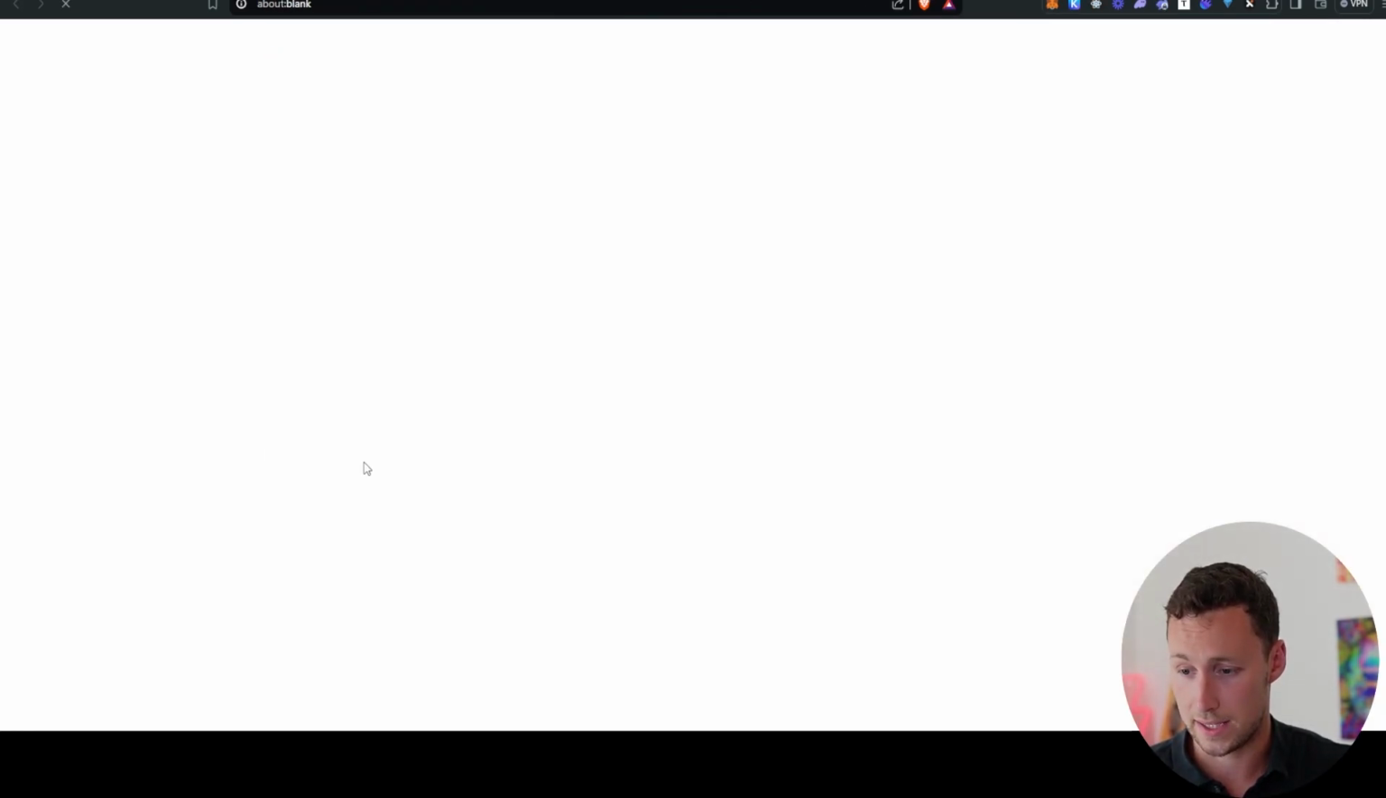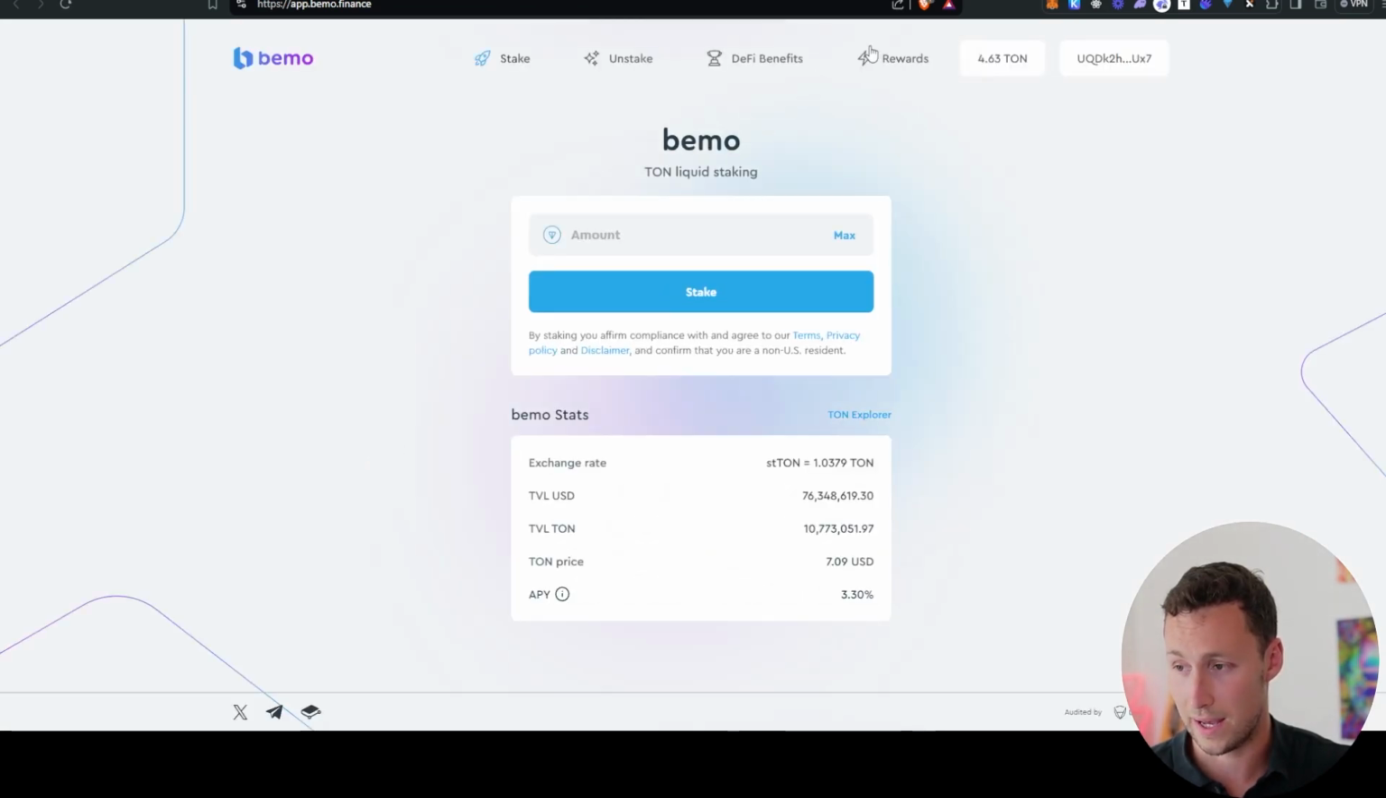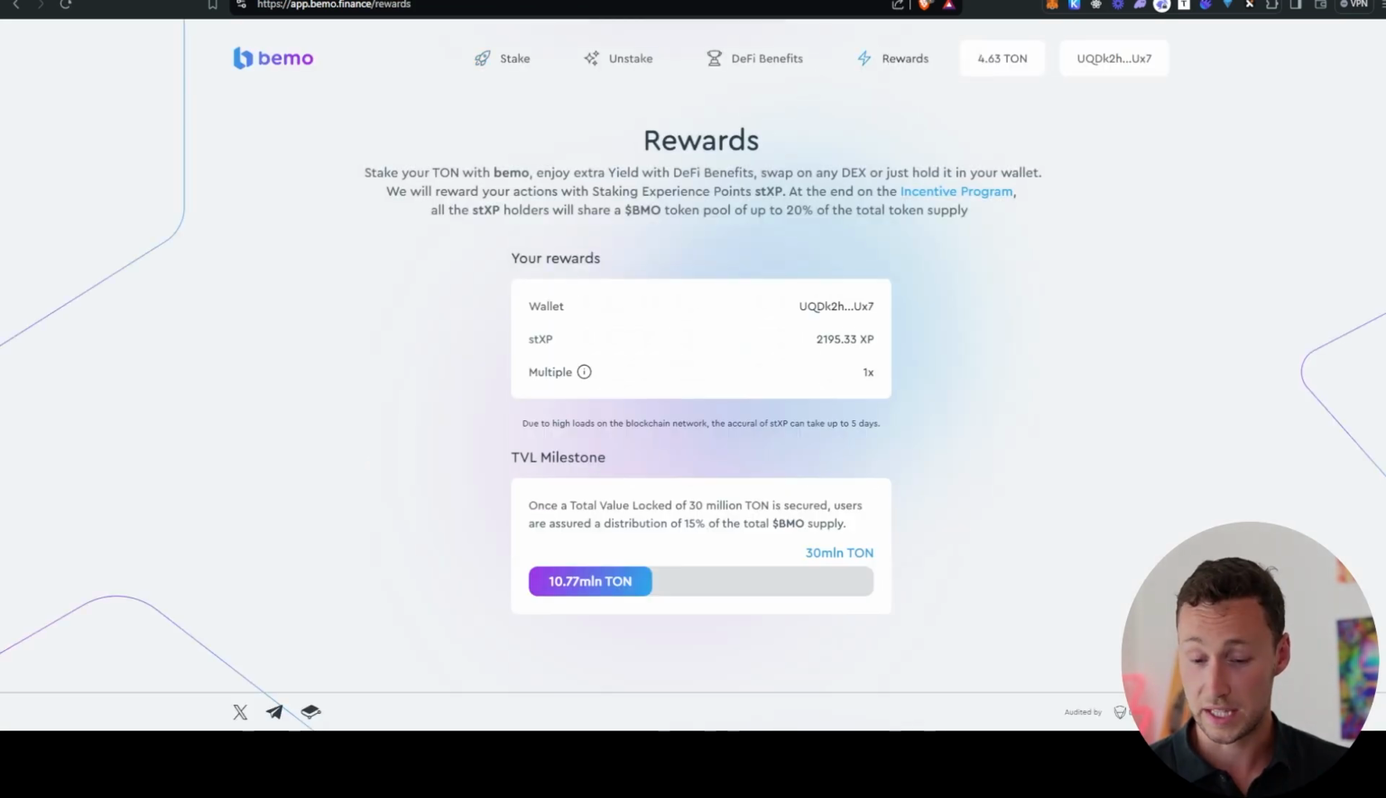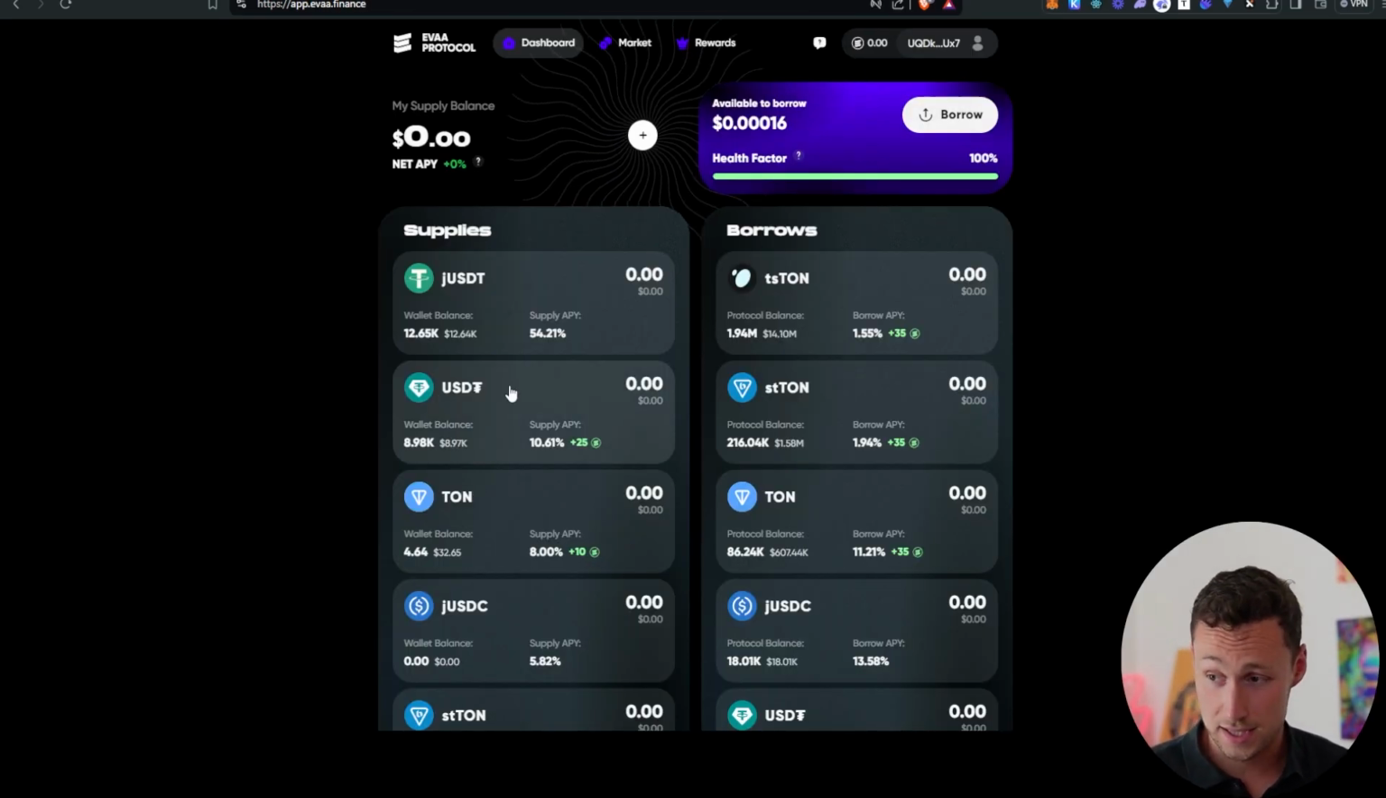BMO, I will say, has the benefit of having an on-chain points program. And they've already confirmed that STXP holders will receive 15% of the total BMO supply, and they're going to get that once total value locked hits 30 million Ton, and it's about a third of the way there right now. So BMO is a great option if you just want to farm a simple airdrop and earn about 3% yield on your Ton.